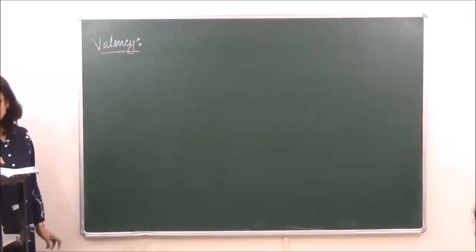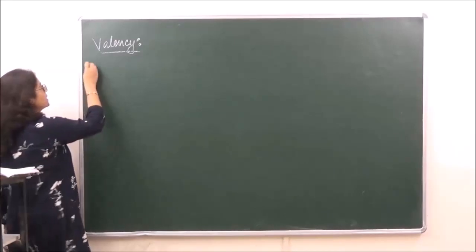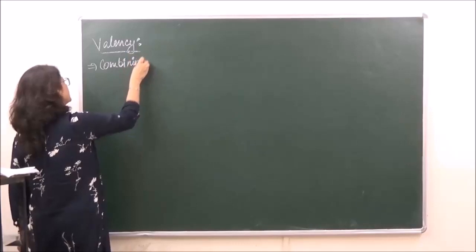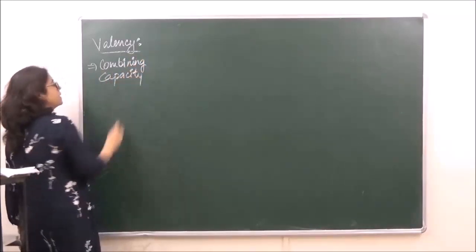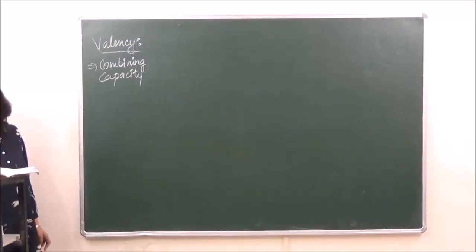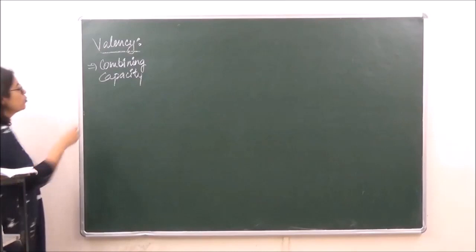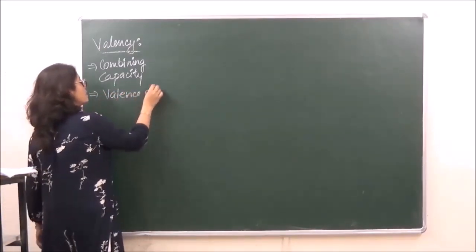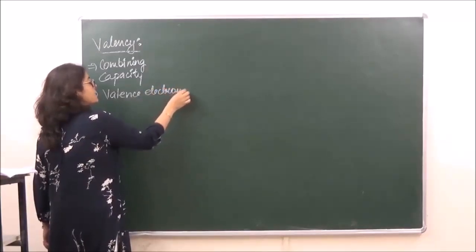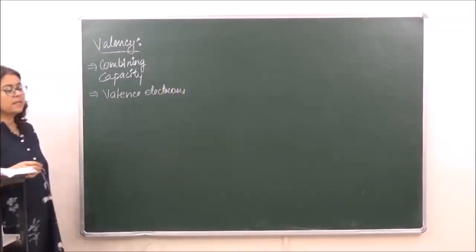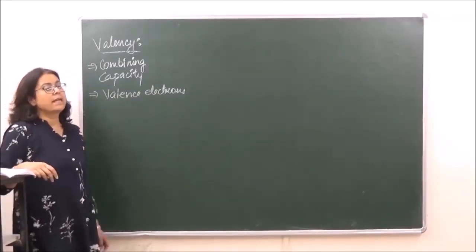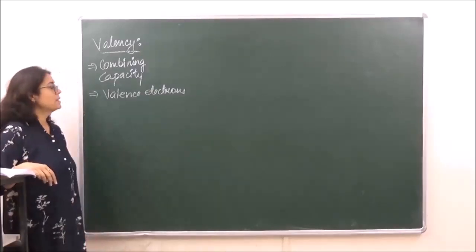Valency. Valency is basically the combining capacity of any element. And the electrons present in the outermost shell are known as valence electrons. It is the valence electrons which participate in a chemical reaction. ठीक है? Bonding में भी valence electrons participate करते हैं, reactions में भी valence electrons ही participate करते हैं.